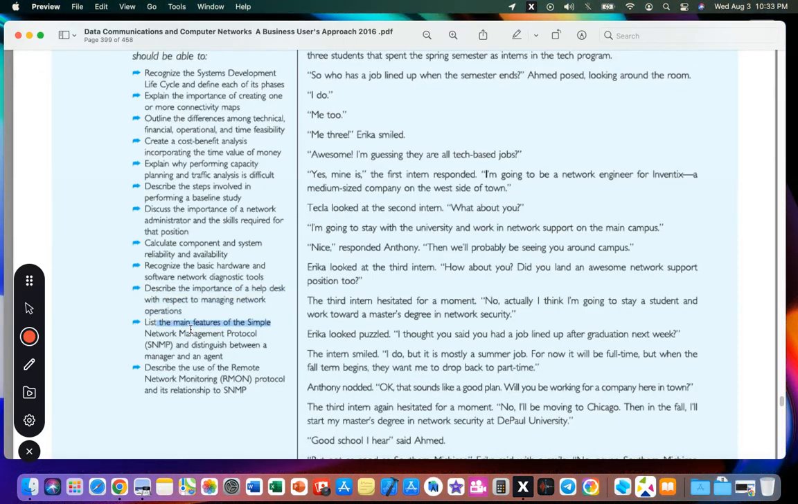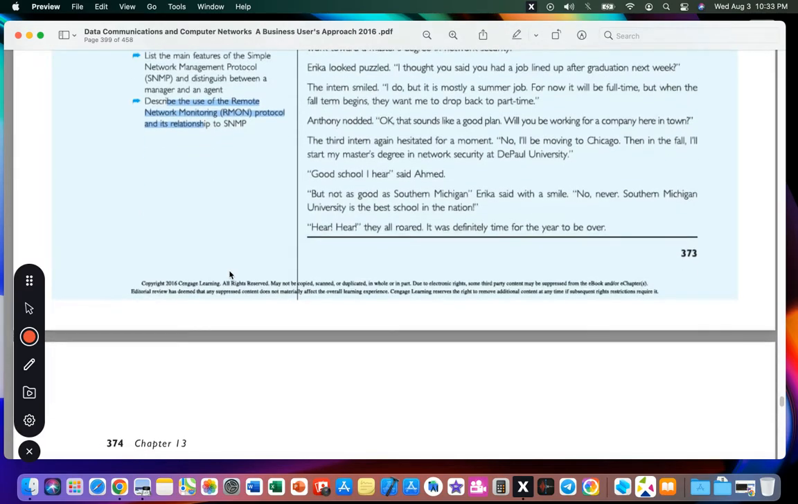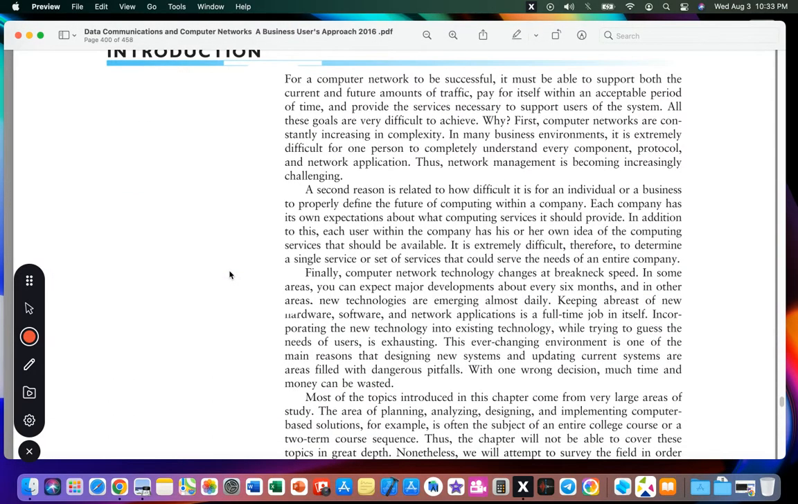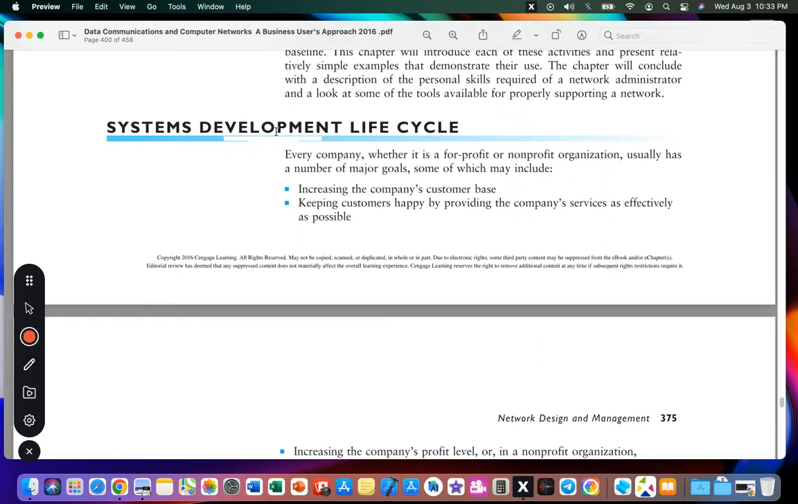List the main features of the Simple Network Management Protocol, SNMP, and distinguish between a manager and an agent. Describe the use of the Remote Network Monitoring, RMON, protocol and its relationship to SNMP. After the introduction page, we see the system development lifecycle.